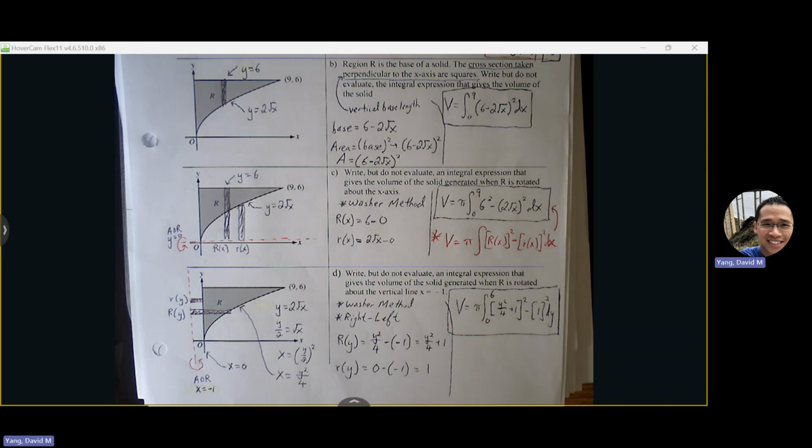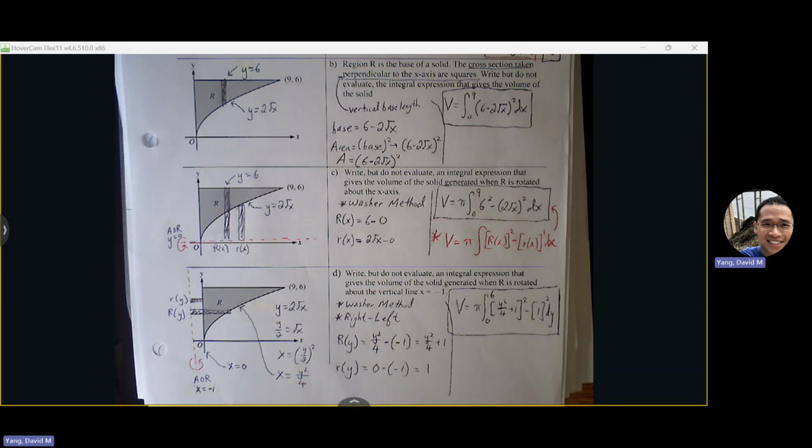If you're having trouble deciding, wait, should I be doing left to right or bottom to top? Look at your variables. If your expression is in terms of x, you want your bounds in terms of x. That means as far left and as far right. If your expression is in terms of y, then your bounds are also in terms of y. You want to find the lowest and highest y value.